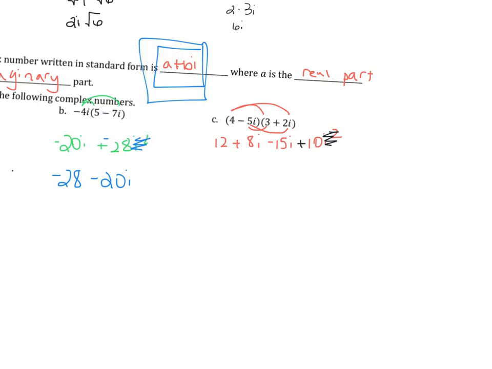So now, since my i squared is gone, I just have 12 and 10, which are both constants, and I can add those and make it 22. I have 8i and negative 15i, which I can add and make negative 7i. No more like terms, and it's in the correct order, so this is going to be my final answer.